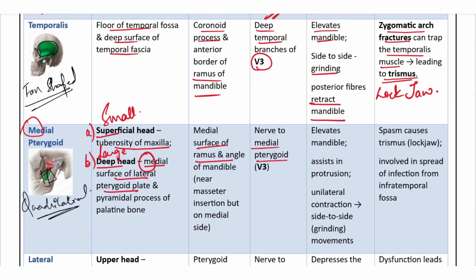Nerve supply to the medial pterygoid is again from the trigeminal nerve. Action, it elevates the mandible, assists in protrusion, and unilateral contraction will help in grinding, your side-to-side movement. Applied anatomy, any spasm of the medial pterygoid can cause trismus or lockjaw. It's also involved in the spread of infection from the infratemporal fossa.